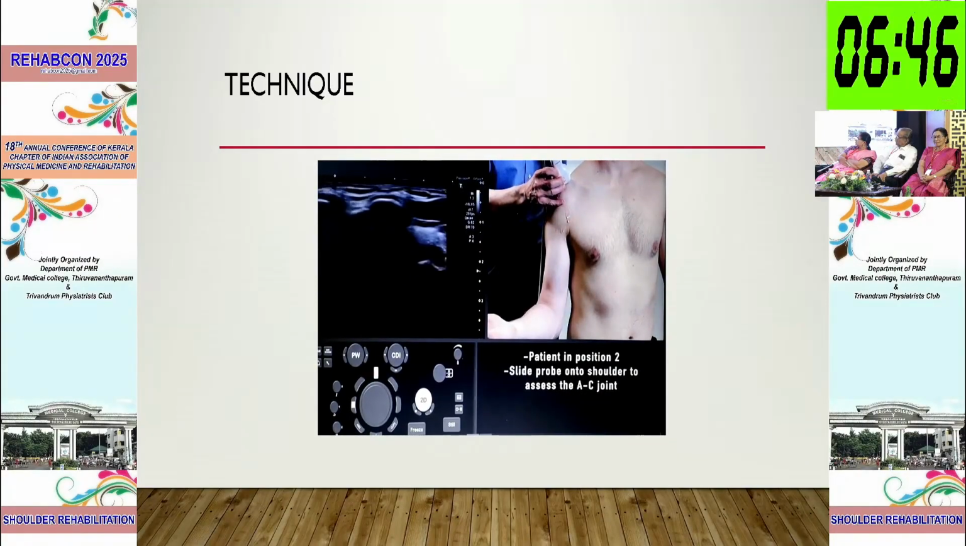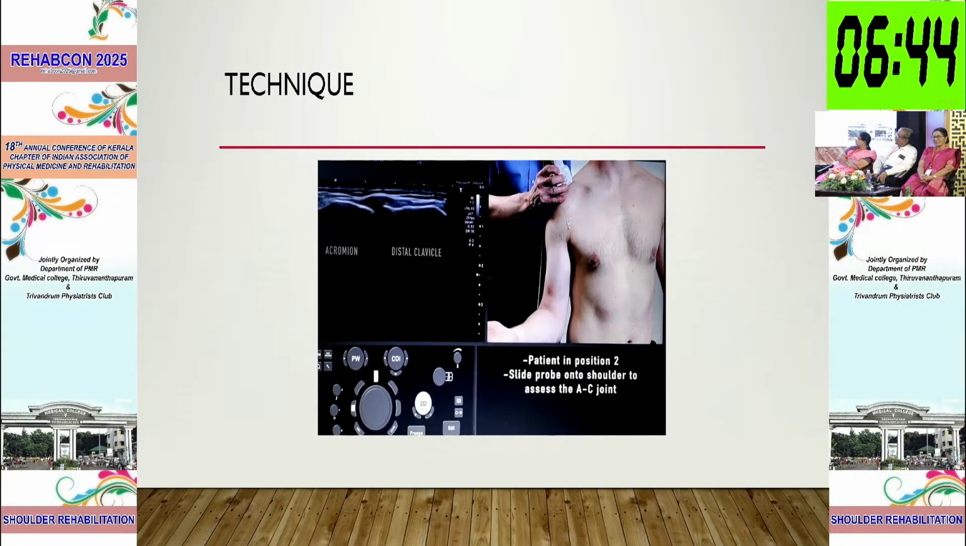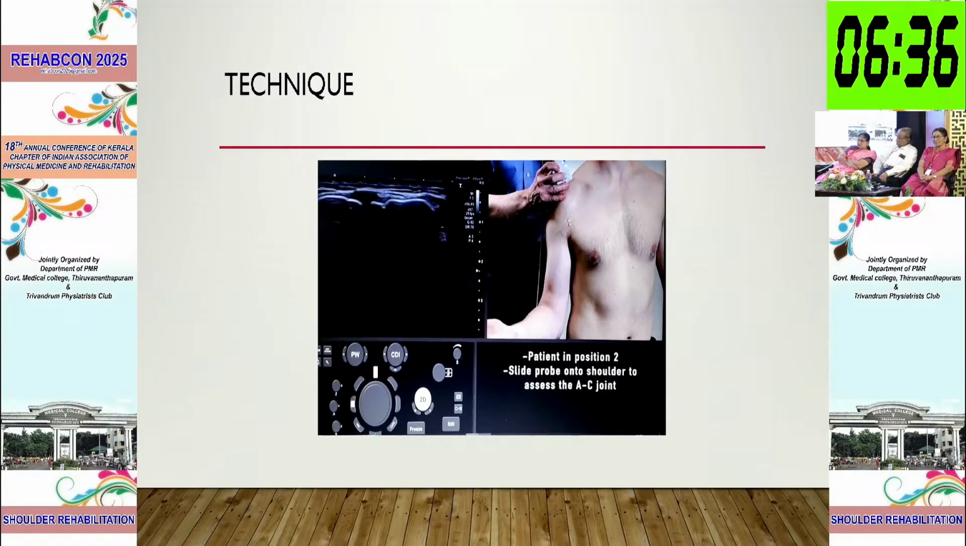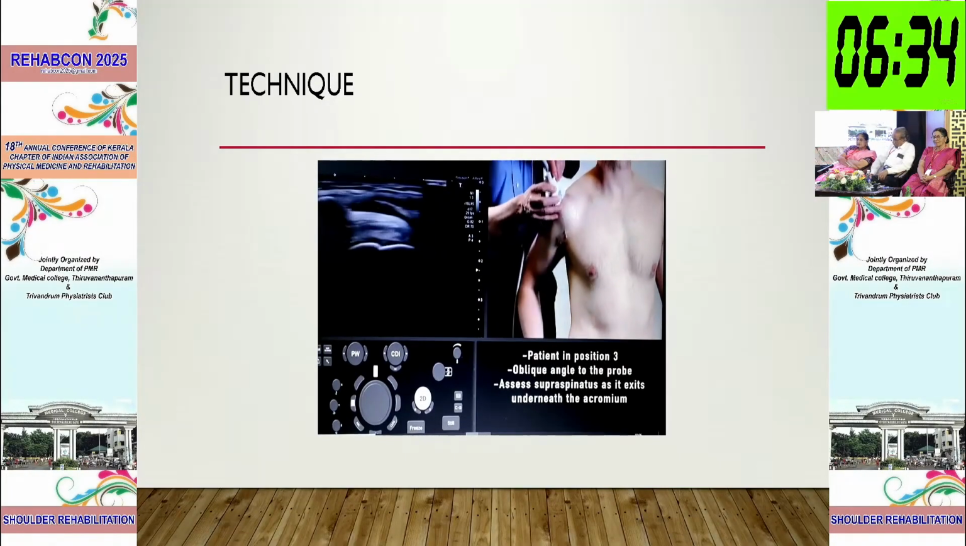And go more superiorly towards the acromioclavicular joint, one of the important joints where you have a lot of pathologies. You have to identify the joint, whether there's any thickening there, whether there's any fluid there, either bursal fluid or joint space fluid.